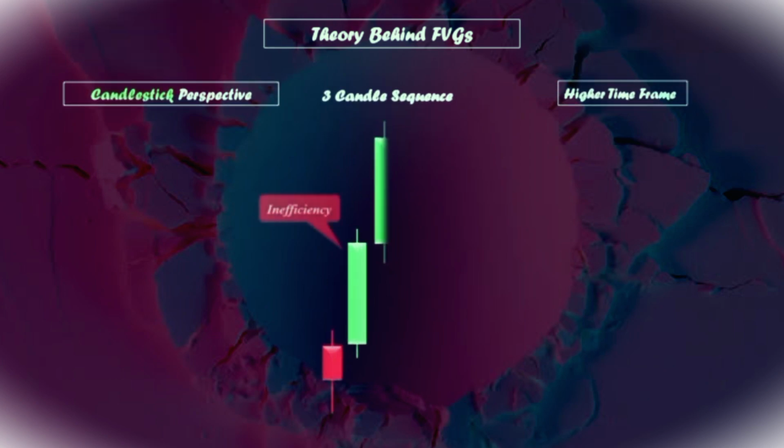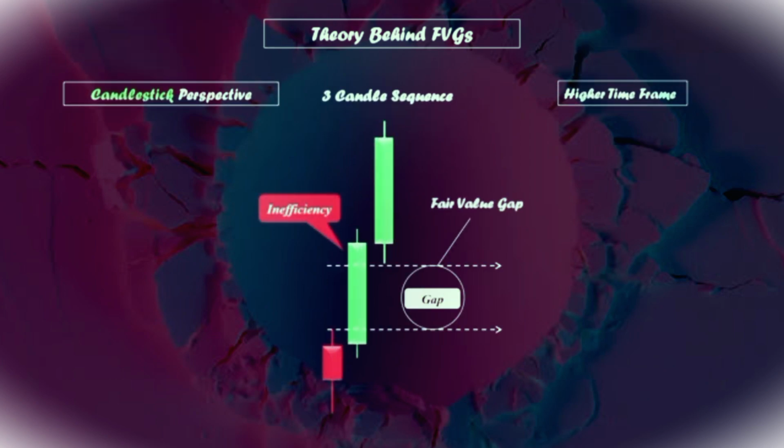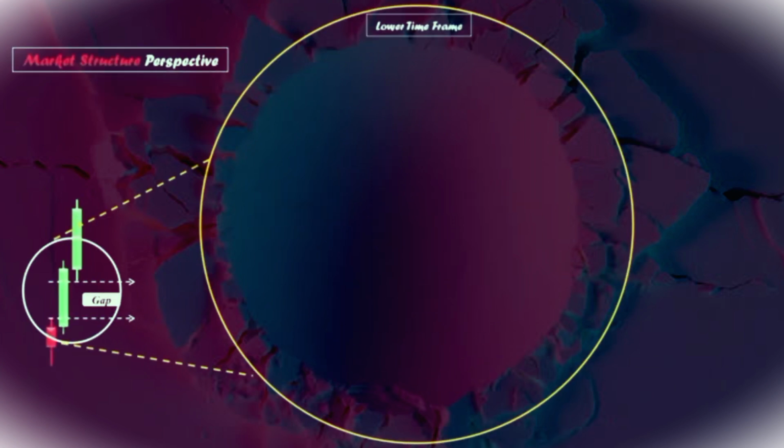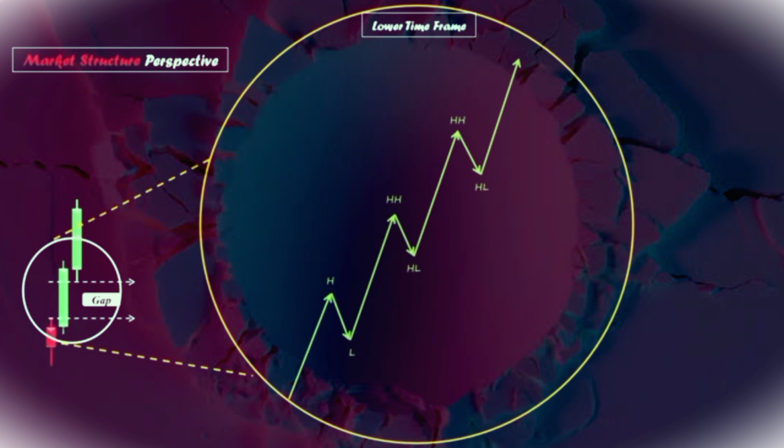Let's consider this 3-candle bullish sequence that created a significant market imbalance that occurred on higher time frame. To analyze this 3-candle sequence from market structure view, let's go to lower time frame. You can see price forms a bullish structure. I can tell the market has filled the gaps present within it.